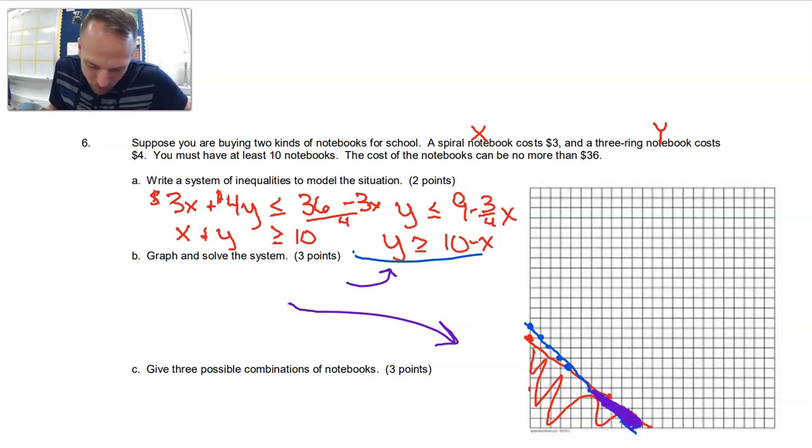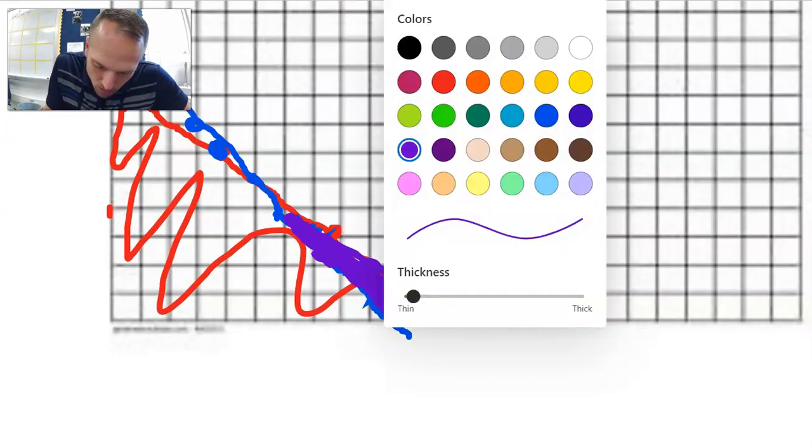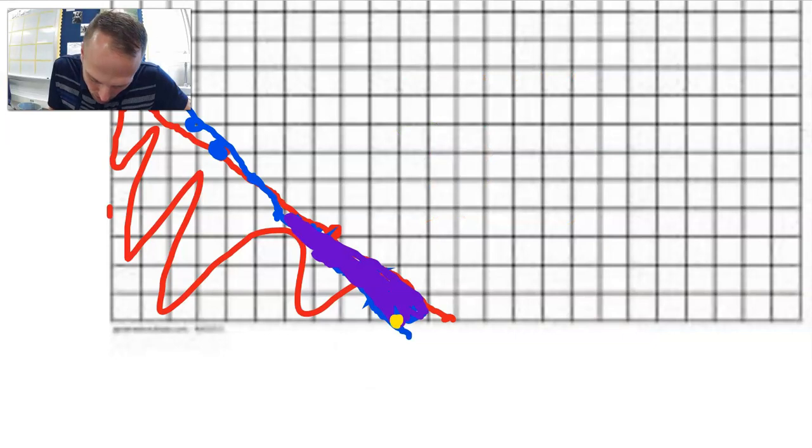Now we have to give 3 possible combinations of notebooks, and my graph is so sloppy. Honestly, I'm having trouble reading it. So let's look at these possible answers. Okay, I'm going to put these points in yellow, actually. Let's do yellow. Right there's an answer. There's an answer. There's an answer. I think tucked back in here, there's an answer. There's an answer. And I don't think that next one. Those are our possible answers.